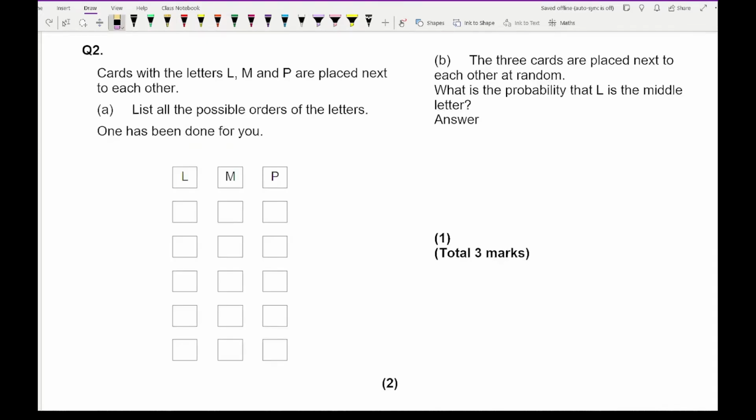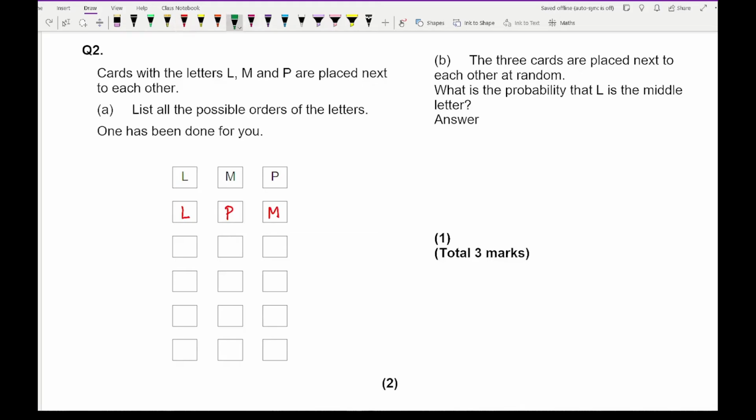So let's have a look at example 2. Example 2 says the cards L, M, P are placed next to each other, and question A is asking us to list all the possible orders of the letters, and the first one has been done for us. So for this, what we need to do is just write down the different orders. So here I'm going to start with L being first. So here I can have M and then P, P and then M. So that's all the options I could have with L being drawn first.